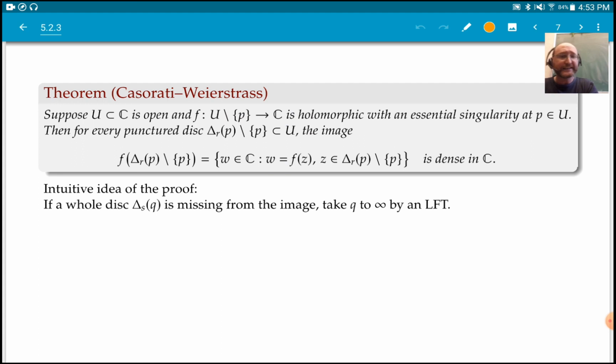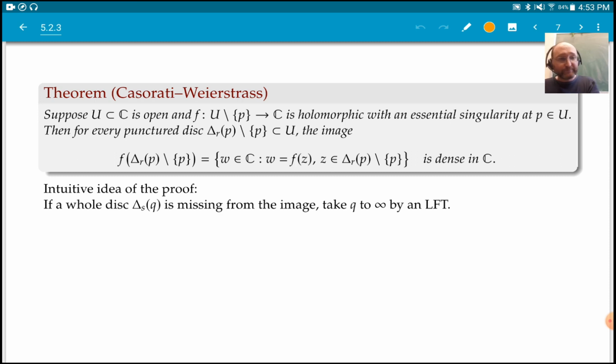Now the intuitive idea of the proof is, well, if the image was missing some open set, so if the complement had some interior, well, then there would be at least some disk, right? So if a whole disk is missing from the image, well, what we could do is, an LFT is some automorphism of the Riemann sphere, right?